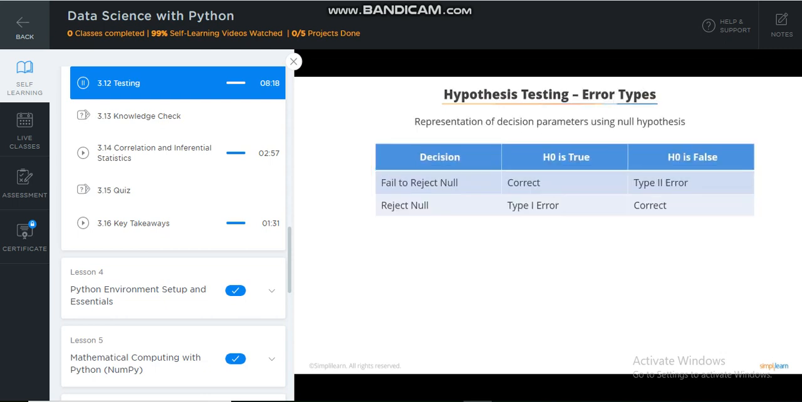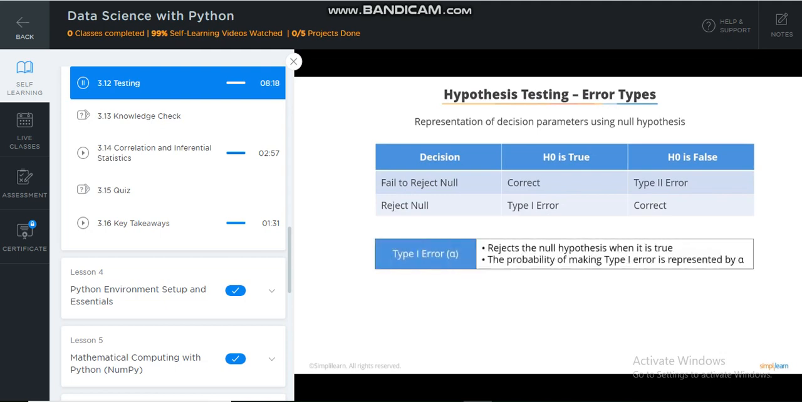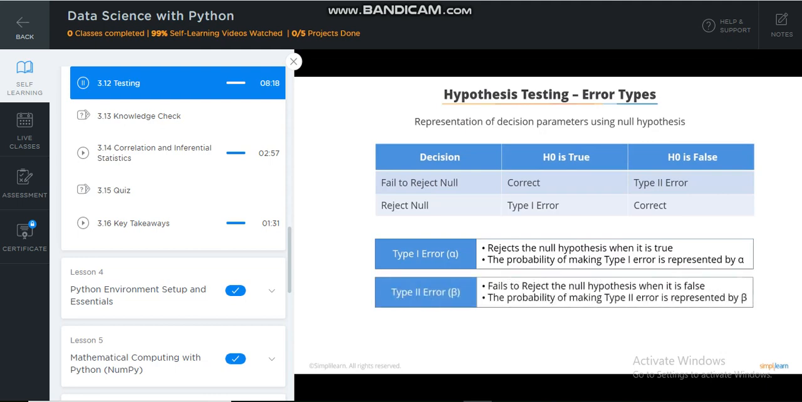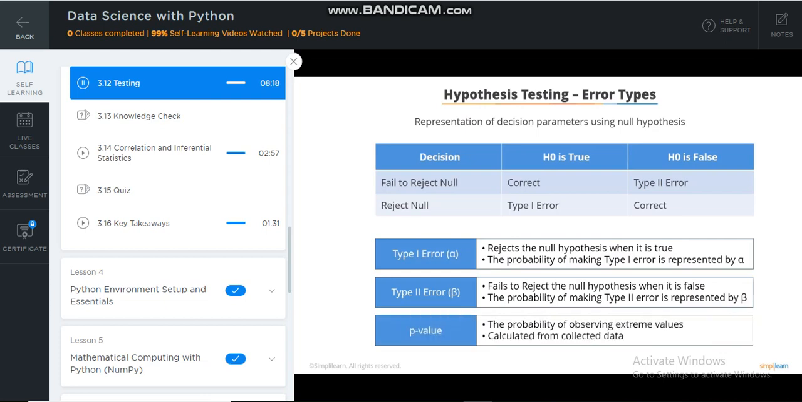The table explains how a decision can be made based upon the hypothesis testing. Type 1 error rejects the null hypothesis when it is true. The probability of making a type 1 error is represented by alpha. Type 2 error fails to reject the null hypothesis when it is false. The probability of making a type 2 error is represented by beta. P-value: the probability of observing values as extreme as or more extreme than the one observed, calculated from collected data.